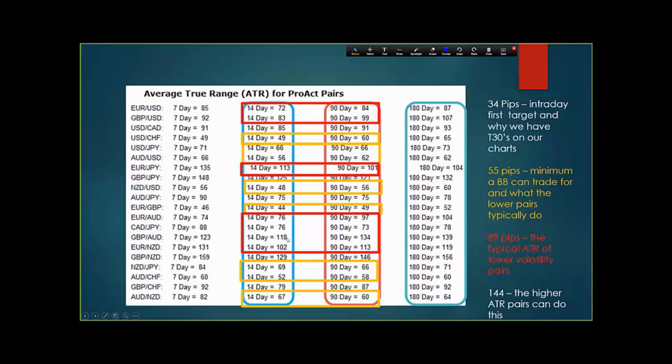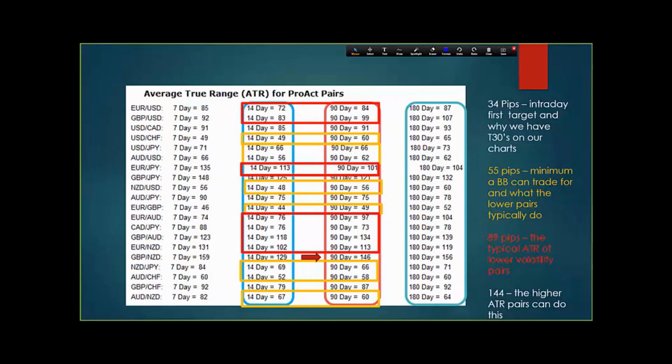Okay, there you go. Now, 144 pips, the higher ATRs can do that. Currently, the only one that can do that right now is the pound New Zealand. Right now it's doing 129 pips, but over the course of 6 months, it does 146 to 156 pips every day. All right, and it also has a bigger spread. Why does it have a bigger spread? Because it's more volatile. ATR is measuring its average true range. It is a more volatile currency, so the broker has more risk, so he has a higher spread on it.